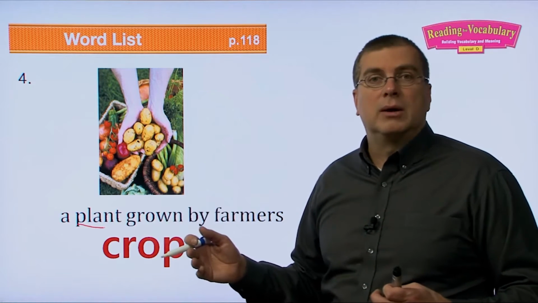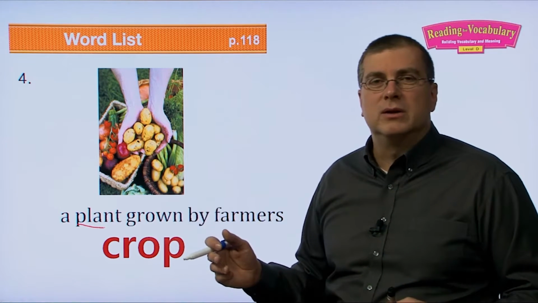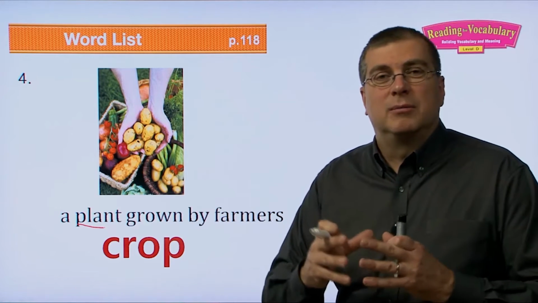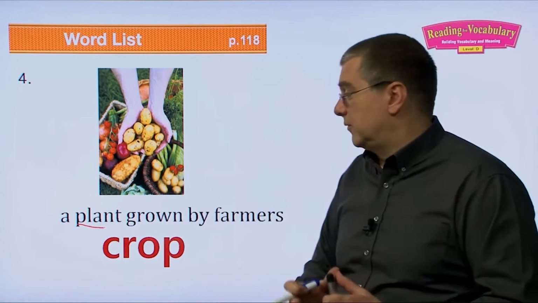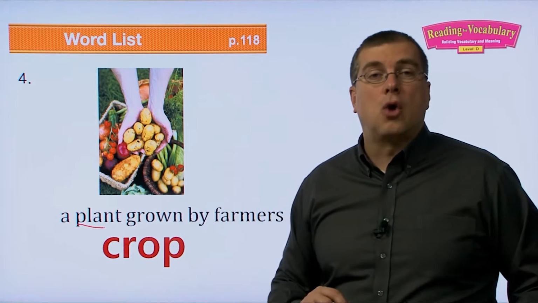For example, like barley that's used to make beer, right? Well, some people will make food from barley too. But farmers don't just grow food, they grow many different types of plants that are not just used for food. But any plant that is grown by farmers, we call it a crop.